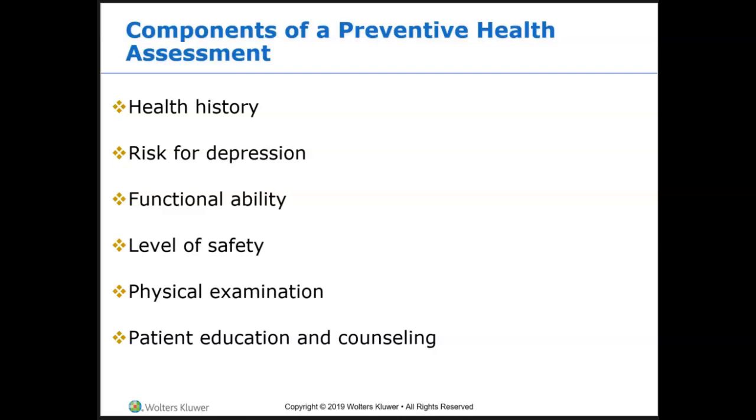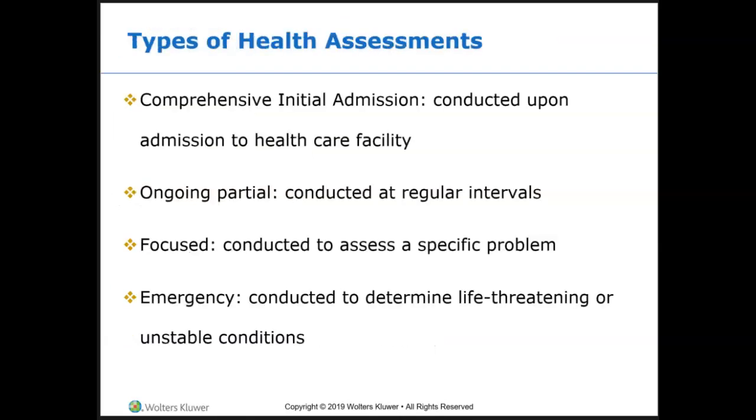So in our health assessment, again, we're going to do a thorough health history. Risks for depression, we're going to look at the patient's functional ability, their level of safety. We're going to do a physical examination, again looking at all 8 body systems, and we're going to do patient education and counseling as well. There are several different types of health assessments.